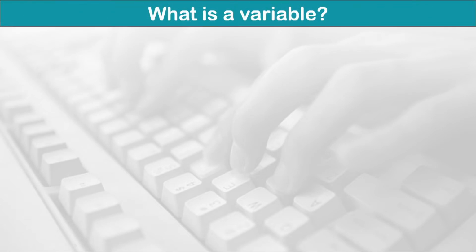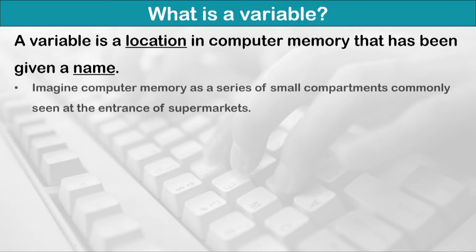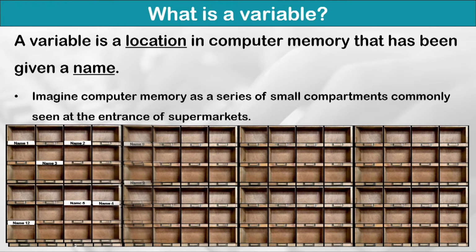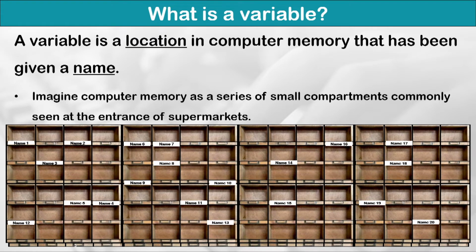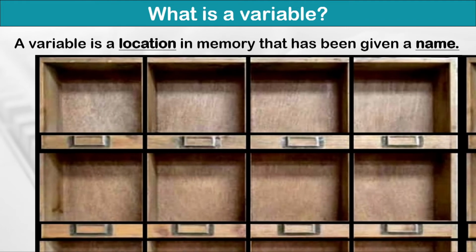So, what is a variable? A variable is a location in computer memory that has been given a name. Imagine the computer memory as a series of small compartments commonly seen at the entrance of supermarkets. The computer memory has millions of locations. We are not going to name all of them, but only a few that we are going to use.